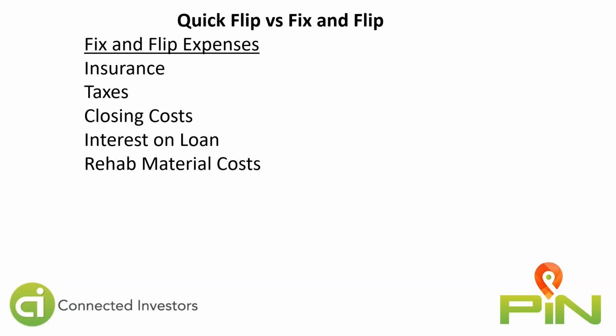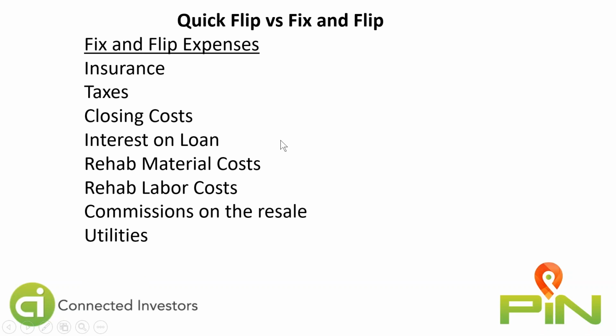Your rehab materials, you got to pay for the materials. You also got to pay for the labor for those materials to get installed, to get that rehab done. You've got to be able to pay commissions on the resale. You got to pay utilities, and you may have to even make loan payments monthly, right? And so there's a lot that goes into fix and flip expenses. You got to make sure that you're paying all these.